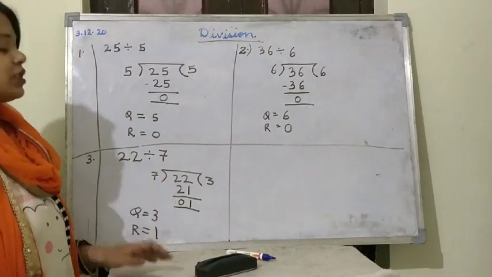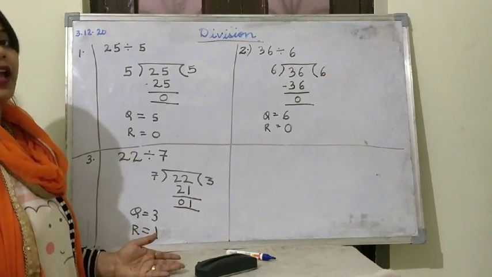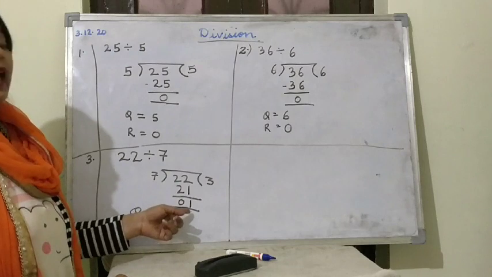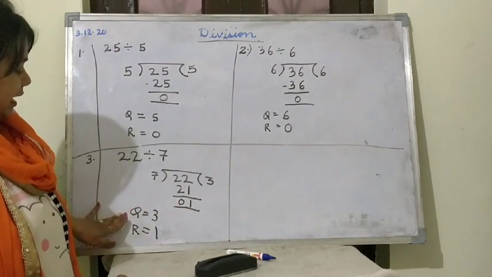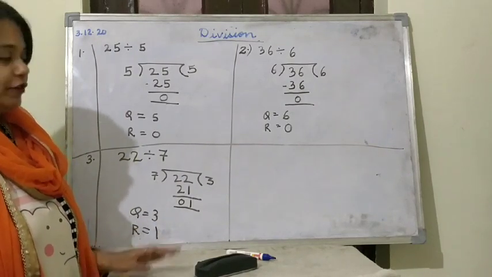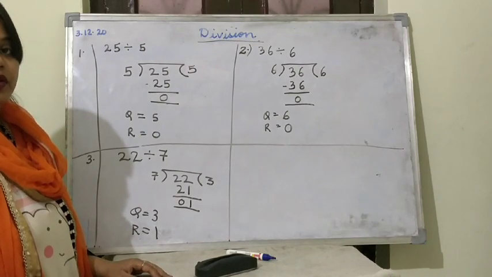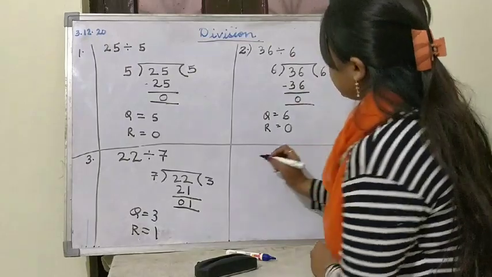It is not necessary, boys, that you always get 0 as remainder. You may get 1, 2, 3, any number which is less than the divisor as your remainder. Right, boys? Always write Q and R at the end of the answer after dividing. I hope I am clear to every one of you. Right? Okay. Now, fourth question.